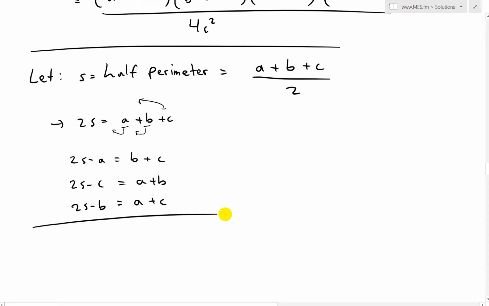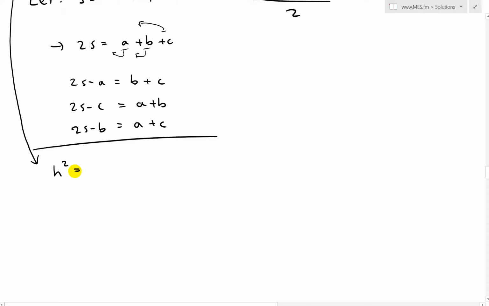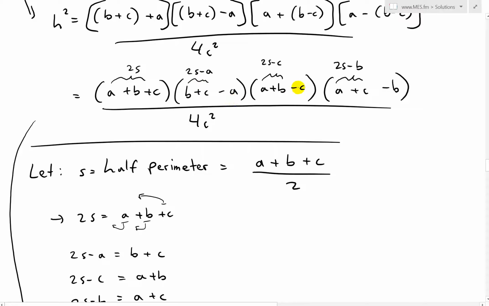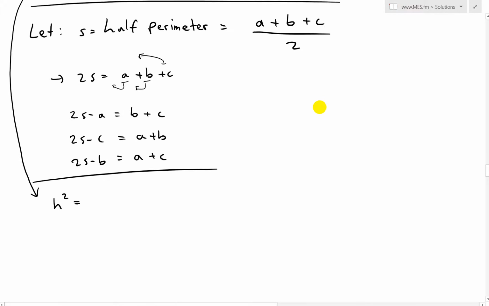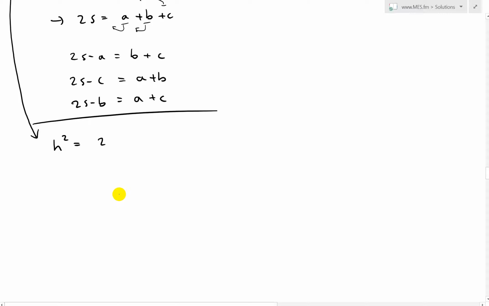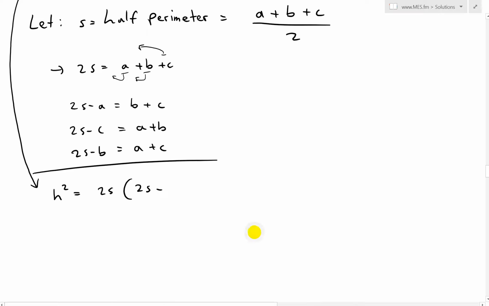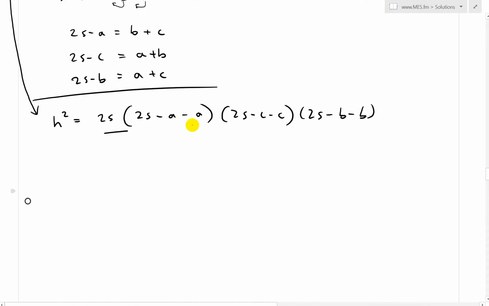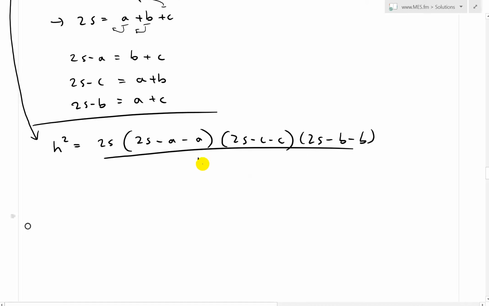And now we could finally simplify it further. So put an arrow all the way down. This is going to be our h squared. So h squared equals, over here, 2s, and then we have 2s minus a, but there's an extra a there, 2s minus c, there's an extra c, 2s minus b, and there's an extra b there. So we have 2s, like that, is one of them. Now we have 2s minus a, like that, second one there. And now we have 2s minus c, and then the other one is 2s minus b, like that there. All divided by 4c squared.